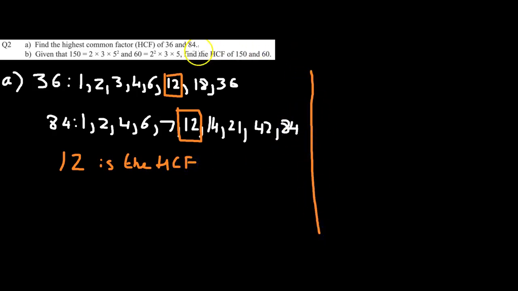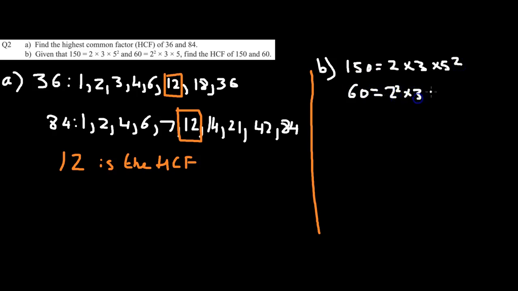Okay, now let's try question B. So it gives us that 150 equals 2 times 3 times 5 squared, and 60 equals 2 squared times 3 times 5. Find the highest common factor.